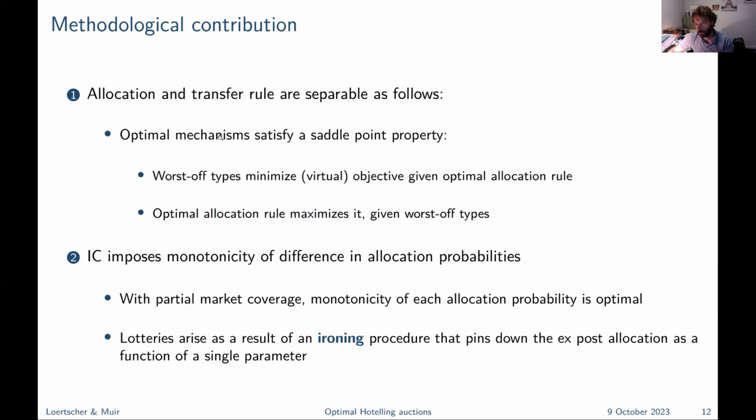So the optimal mechanisms satisfy a saddle point property such that the worst-off types minimize the virtual surplus over the critical types, and the optimal allocation rule maximizes that surplus given those worst-off types. And so what that is going to buy us is that we can first solve that saddle point problem. That gives us the optimal allocation rule, and then once we have that allocation rule, through the envelope formula, we get the transfers. So that's the separability of allocation rules and payments, or transfer rules, that we're after.